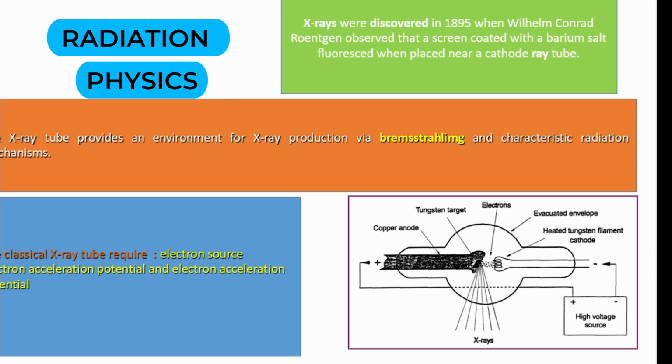I'm going to discuss briefly on X-ray production. So how do we get X-rays, or how are they produced? The concept is very much simple. The X-ray tube provides an environment for X-ray production via a process that we call Bremsstrahlung and characteristic radiation mechanisms.